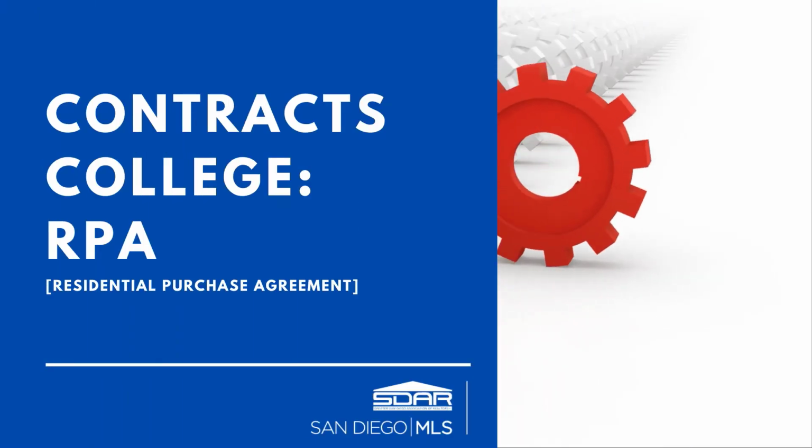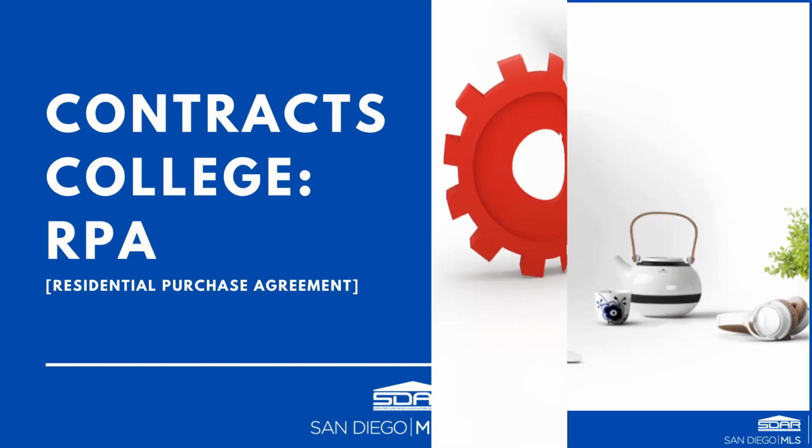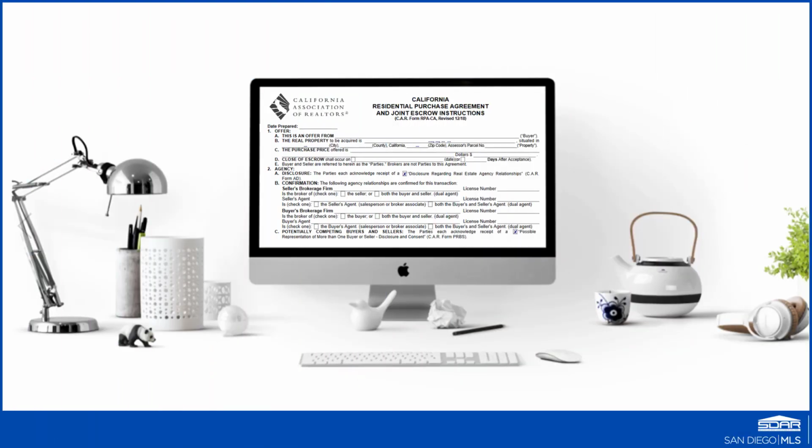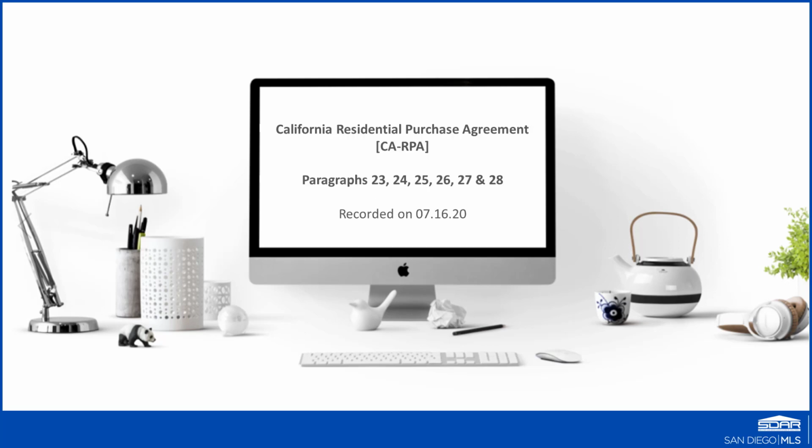The California Residential Purchase Agreement form is the cornerstone of every successful real estate transaction in the state of California. In this training video, we will review how to properly complete and use the RPA form step by step to better serve and protect yourself and your clients. This training is not intended to be a substitute for the advice of your broker, nor that of your attorney. We will cover paragraphs 23, 24, 25, 26, 27, and 28.